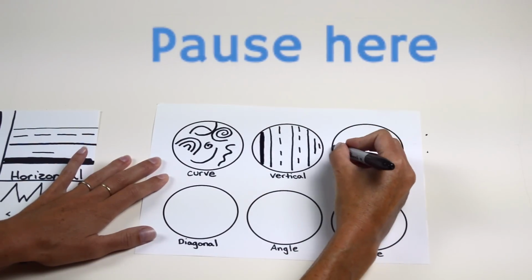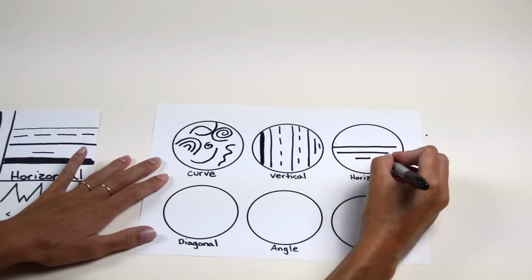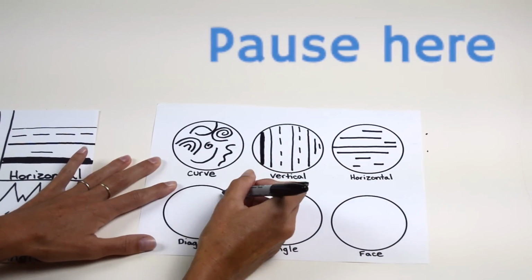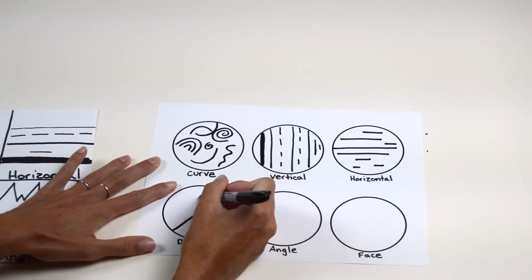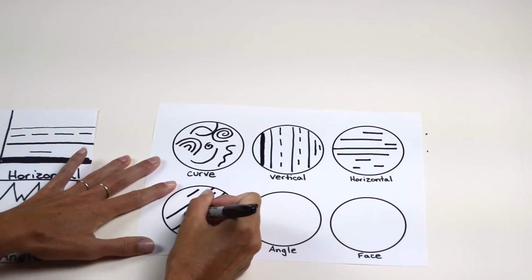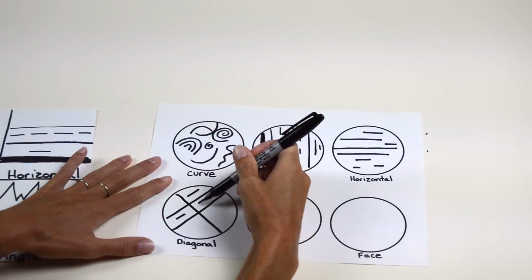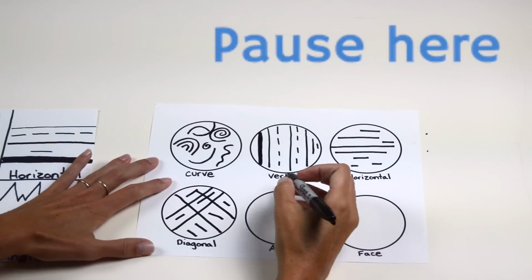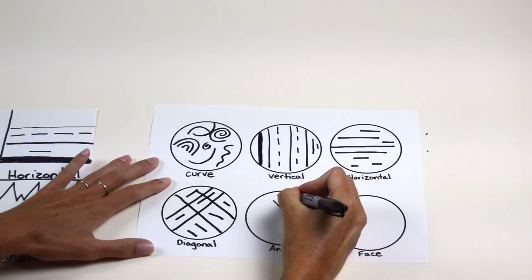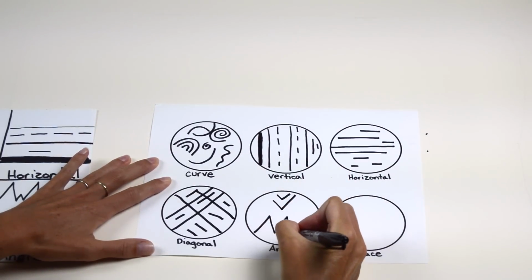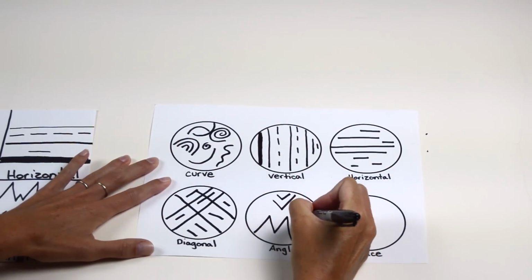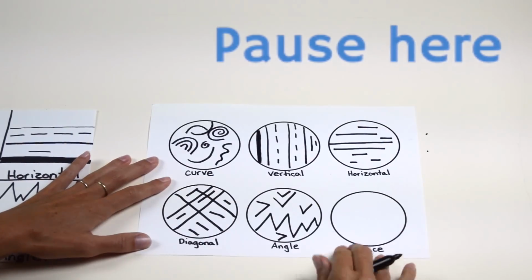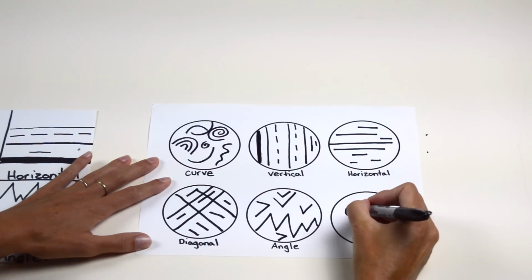Then I'm going to quickly make some horizontal lines. Over. And now I'm going to make some diagonal lines. I'm going to do some diagonal lines this way. And then I'm going to make my angles. That looks like it's pretty filled in. And then I'm going to make my face, and I'm just going to make a silly face here.